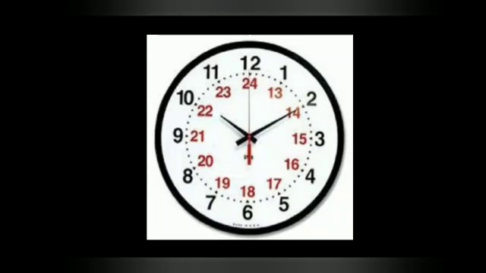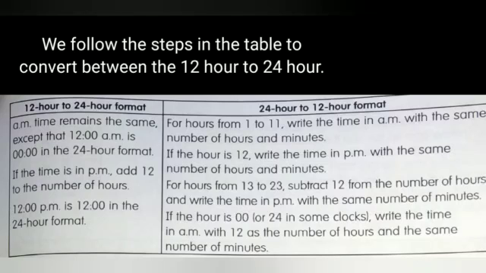Next, see the 24-hour clock. Here we have 1, 2, 3, 4, 5, 6 on the 12-hour clock, and inside of that we have the 24-hour clock time also. Already we studied this thing. Again you have to recall this. Next thing, we follow the steps in the table to convert between the 12-hour and 24-hour formats.